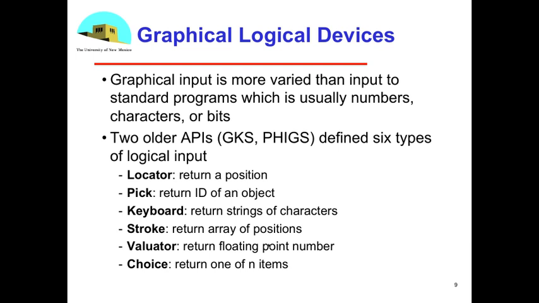A choice device is like a button. It returns, or a little bit fancier button that can return one of n items. A menu is another example of a choice device. A button might return one of two things, but a choice could return a whole bunch of things from a menu you define. So those are the sort of logical devices.